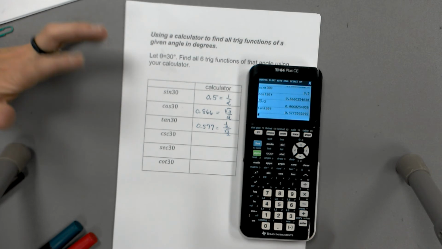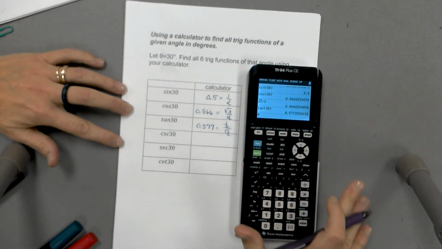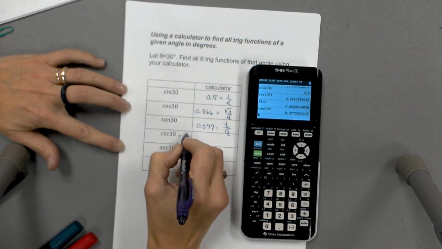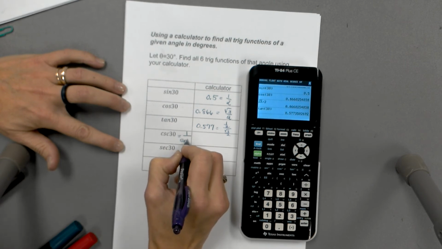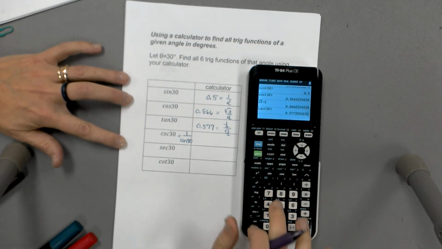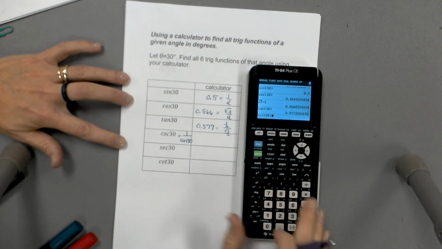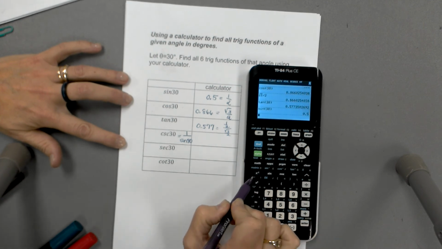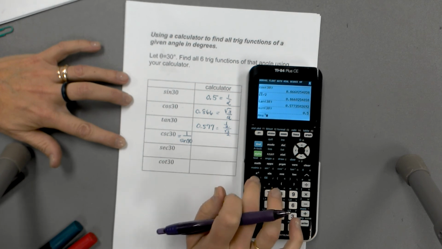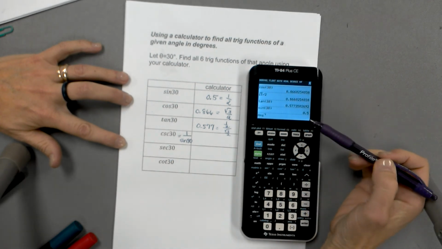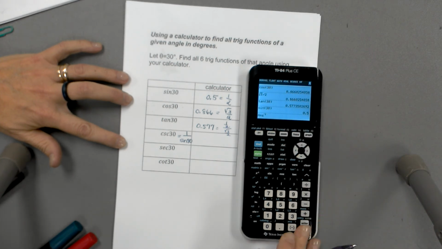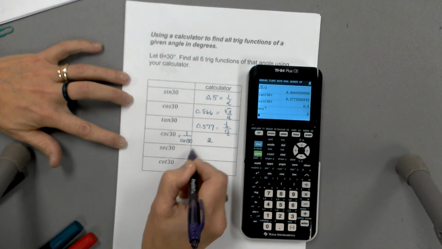The cosecant of 30, what do I do now? There is no cosecant button on here at all. But we know that the cosecant of an angle is the reciprocal of the sine of that same angle. So this is equal to 1 over the sine of 30. So all I need to do is find the sine of 30, press enter, and then right here above x squared, it says x raised to the -1. That function is the reciprocal. So all I'm going to do is hit that button, and it says ans -1. So it's going to take the last answer, ans for answer, 0.5. It's going to take the reciprocal of it, and when you press enter, you see that that's equal to 2.